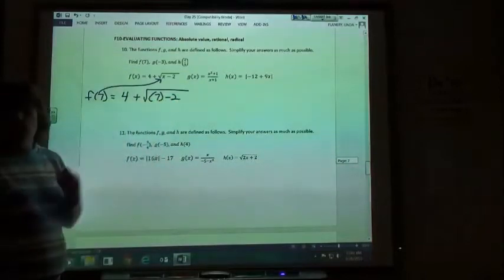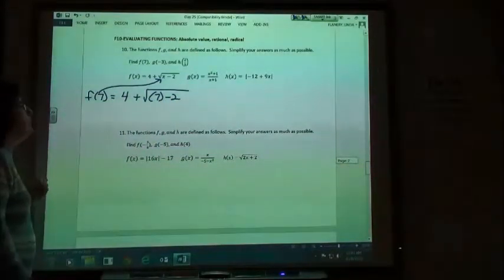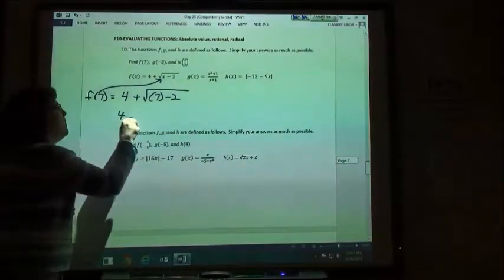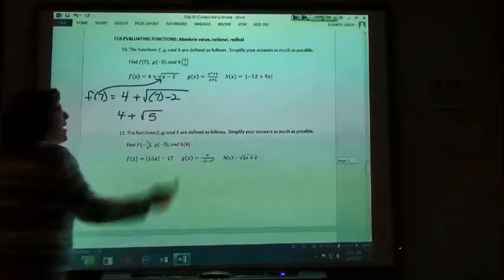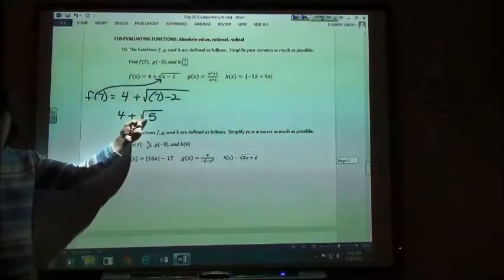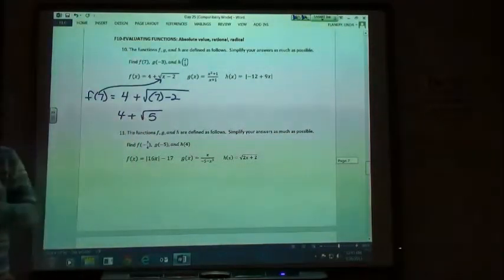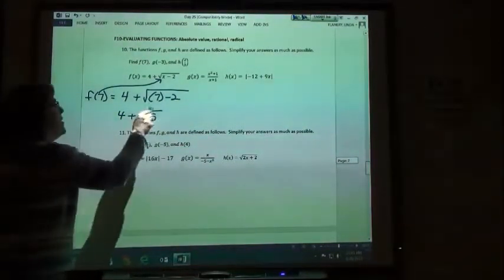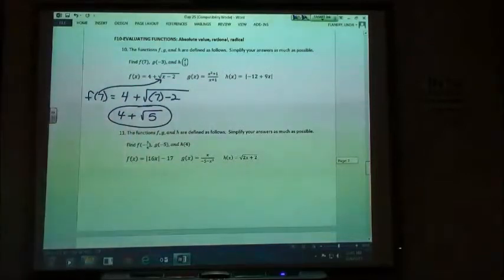7 minus 2 is 5. So I have 4 plus the square root of 5, right? Now I can't do anything else to this one because I can't do the square root of 5. If it was the square root of 4, I could keep going, but it's a square root of 5, I can't do anything, so that's where I stop. I can't do anything with that expression.